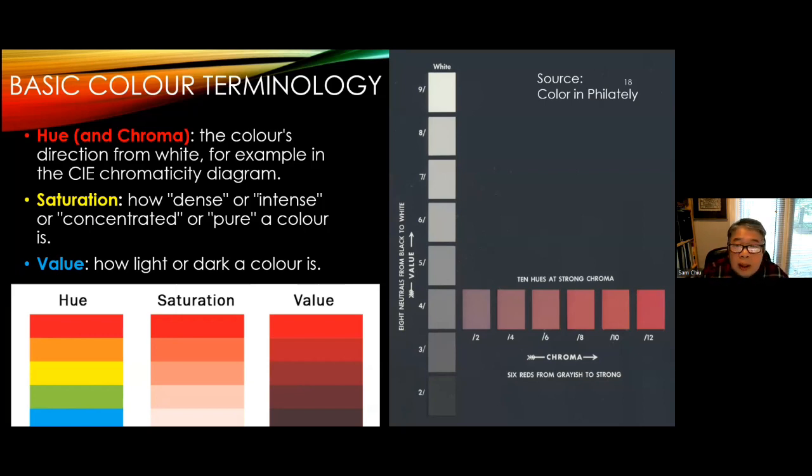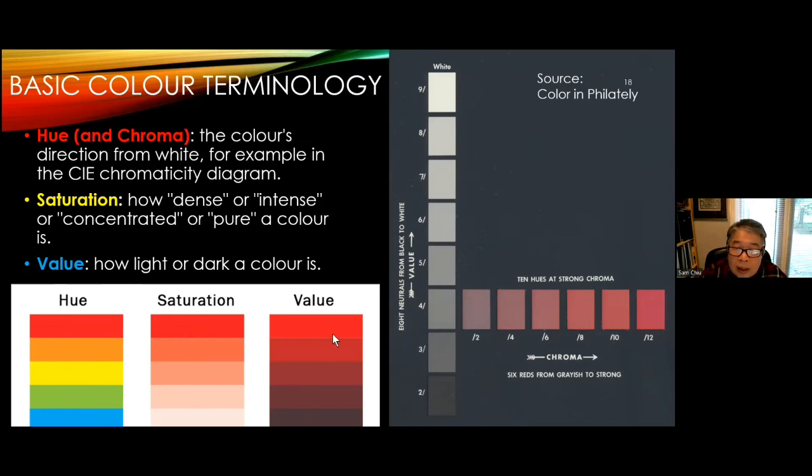The first one is hue or chroma. This is what most people call color, for example, the red, orange, yellow, green, and so on. That is what we call hue. The second axis that we use to measure is called saturation. We will go into more detail about saturation, especially in how saturation applies in the printing of the stamp.